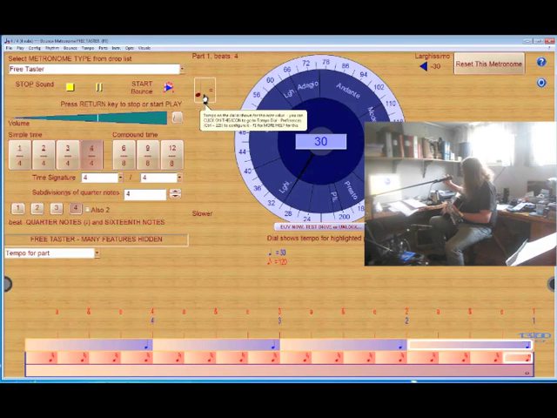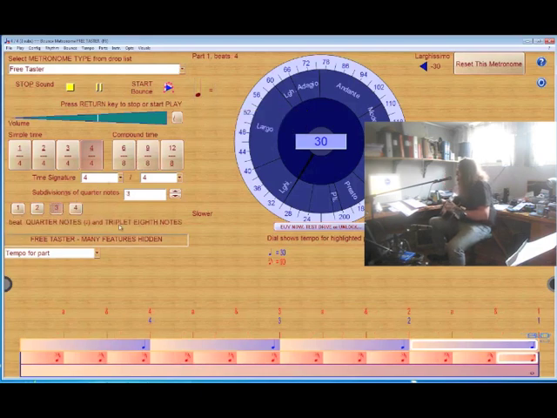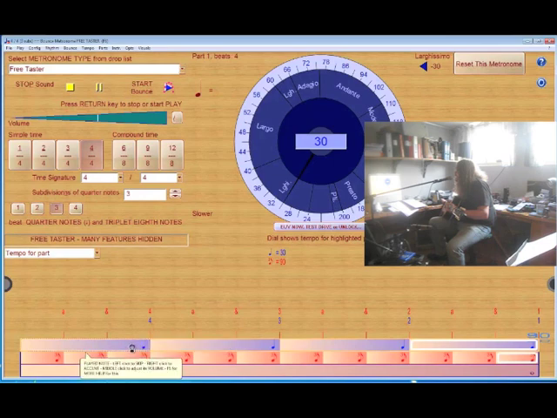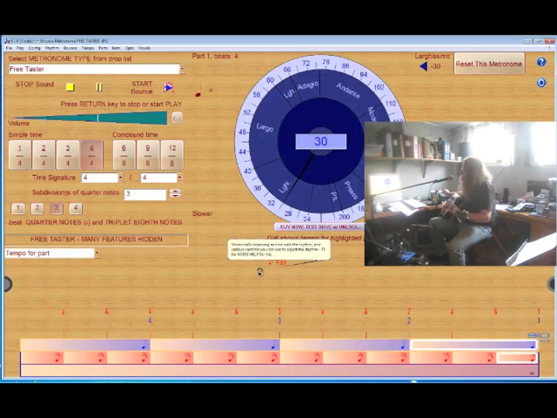On this video, I'm not going to do the other way of dividing them, which is triplet eighth notes, which are counted one and a, two and a, one and a, two and a, three and a, four and a, where you have 3 eighth notes squeezed into the space of a quarter note, and that gives a triplet feel.